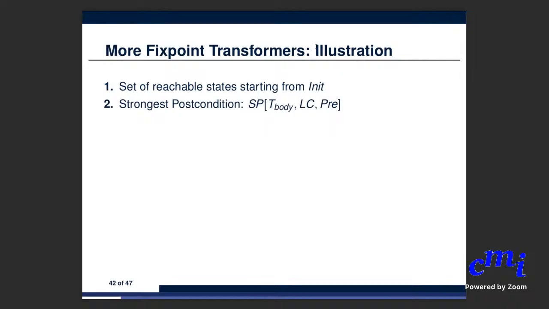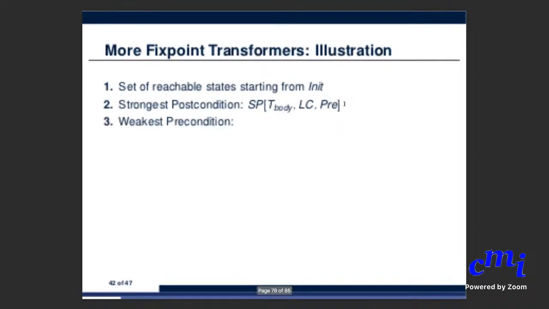Okay, the set of reachable states starting from an init, and that is the strongest inductive invariant for a T. So in some sense, the reachable set is the strongest inductive invariant that you can say about a transition relation. How do you do this?